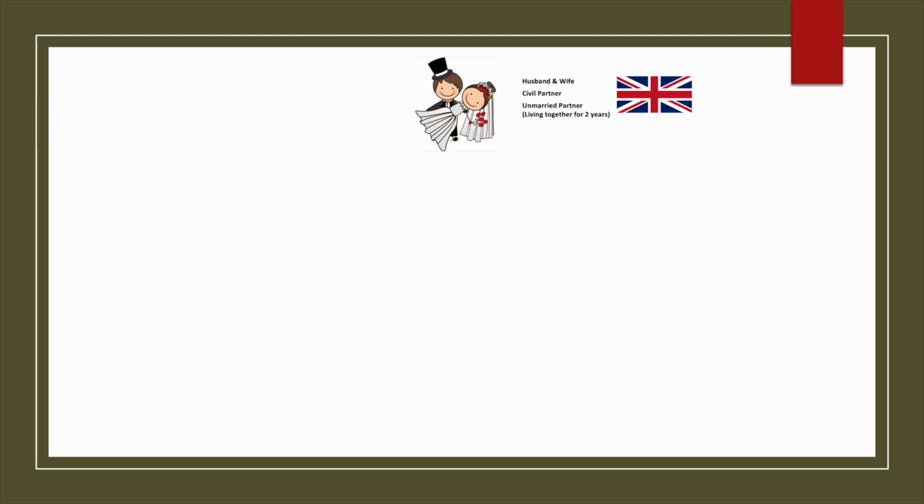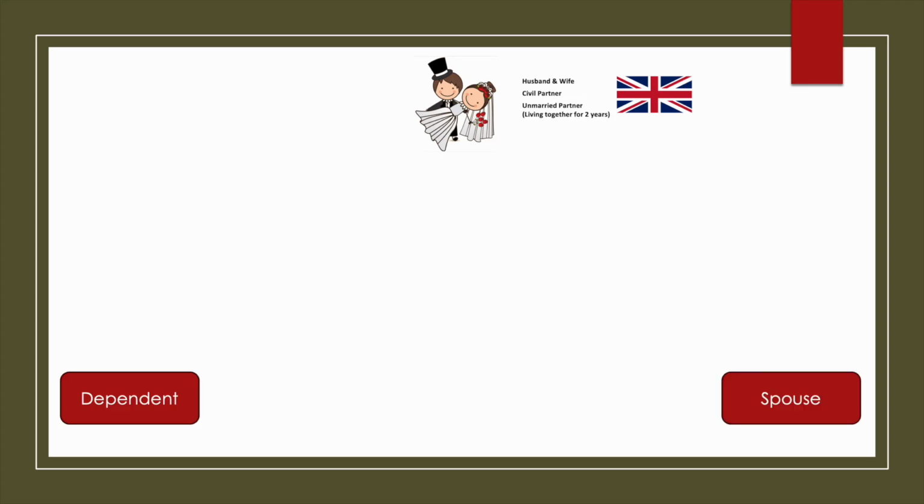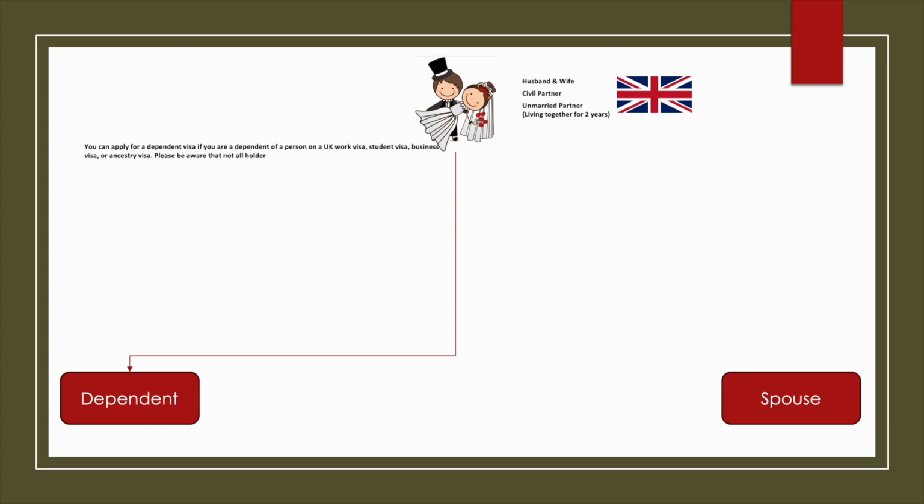There are two ways by which you could apply for UK, either on a dependent visa or on a spouse visa, and both have different sets of requirements. First, let's look at dependent visa. You can apply for a dependent visa if you are a dependent of a person on a UK work visa or a student visa or a business visa or an ancestry visa. Please be aware that not all holders of work or student visas are eligible to bring their dependents to the UK. You must be able to prove one of the following.